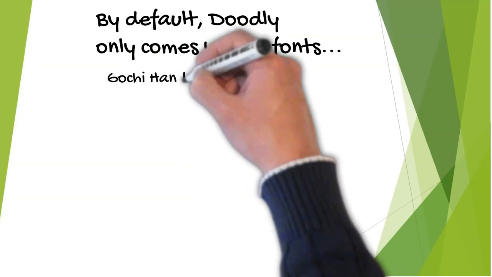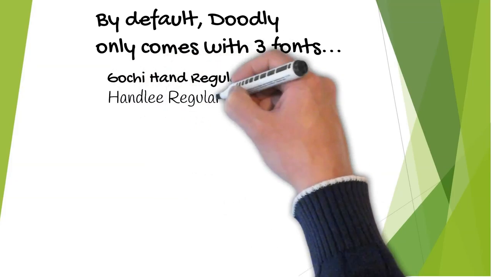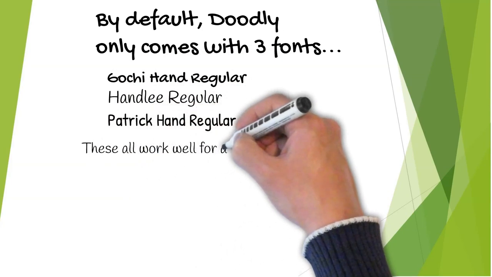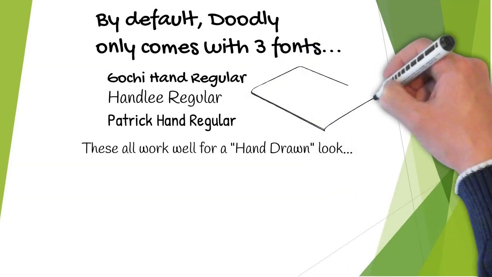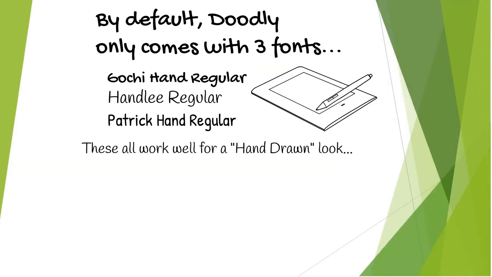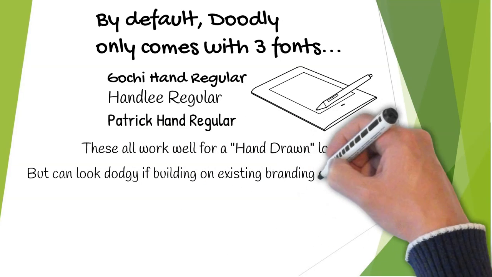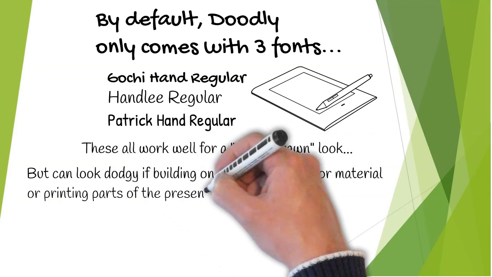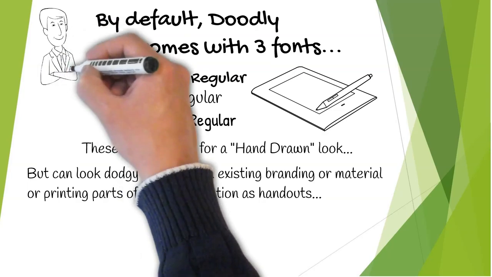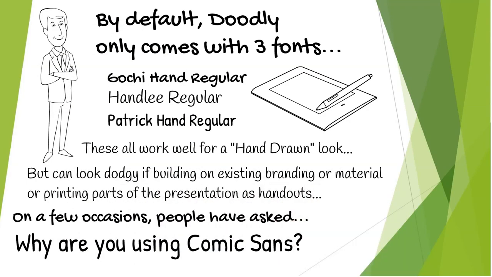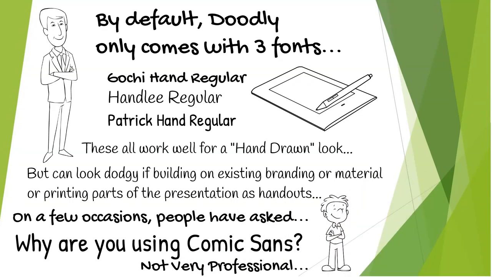So by default, Doodly only comes with 3 fonts: Gotchi Hand Regular, Handley Regular, and Patrick Hand Regular. And look, these all work well if you're after the sort of hand-drawn look that Doodly gives you. However, if you're doing something where you're building with existing branding, or if you're printing parts of the presentations made with Doodly, it can look pretty dodgy. And people have even asked, why are you using Comic Sans? Really, that's not very professional, was their comment.